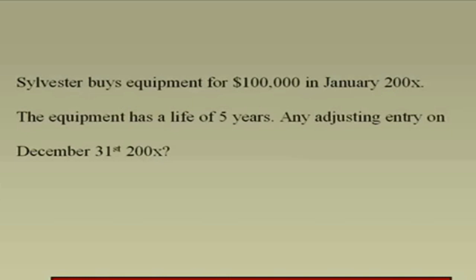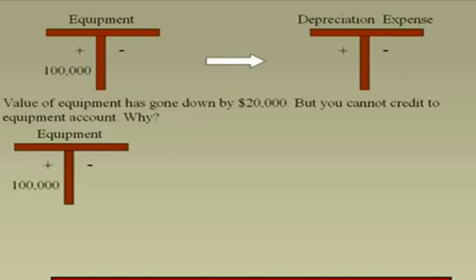When an asset gets used up, it gets converted to an expense. When equipment gets used up, it's called depreciation expense. So depreciation expense goes up 20, and the value of the equipment goes down 20. Am I correct? If the value of the equipment goes down 20, you credit equipment 20,000 and you debit depreciation expense 20,000.